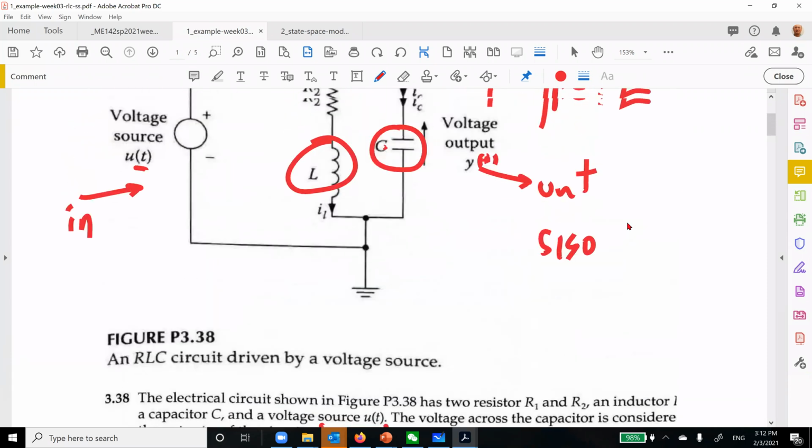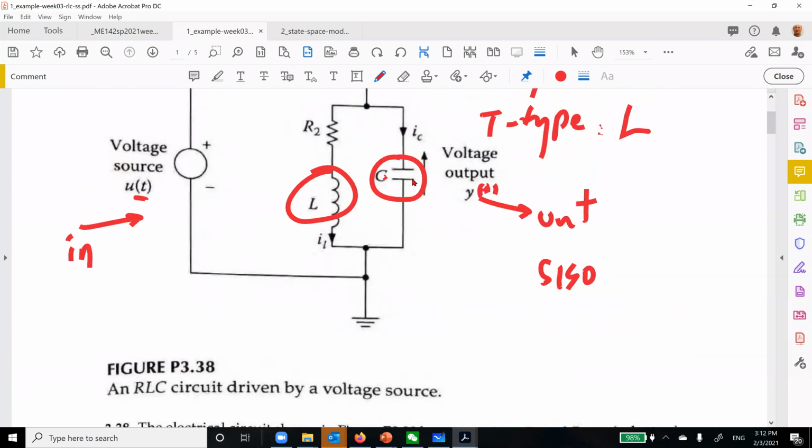So remember that when we talked about A-type or T-type, we talked about this V. In the capacitor, we know that IC is C dVC/dt. But just imagine that for any system, IC, no matter what, cannot be infinite, right? In physics, you cannot make your current infinite.